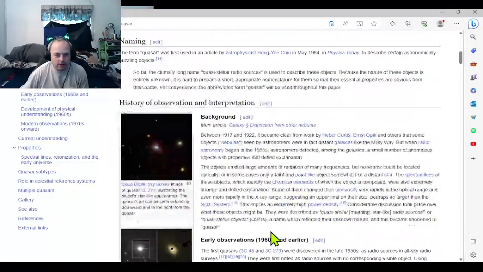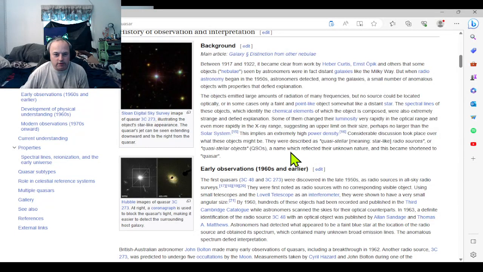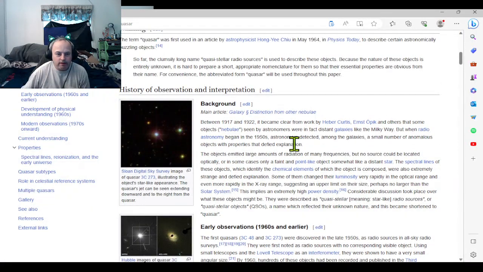Naming, I don't care about naming. Observing, yeah, power density. This implies an extremely powerful process taking place in these objects. Unknown, rapidly changing luminosity in the X-ray range. So they're spewing out electrons while their mass is growing. These objects emit large amounts of radiation. That's what I was looking for. So they spew out large amounts of radiation.